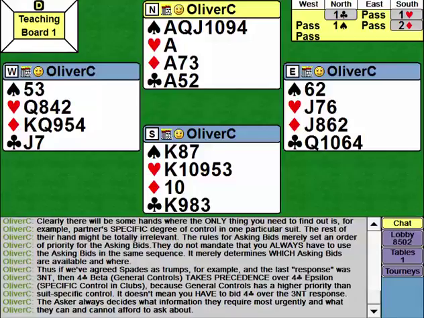Anybody got any questions about those order of priorities and how that works? Again, we'll come back to that in more detail when we actually look at which specific asking bids take precedence over others in given situations.